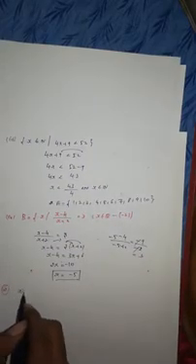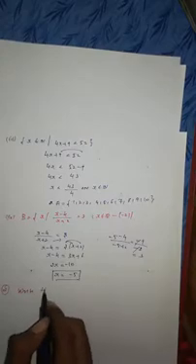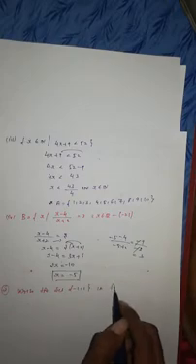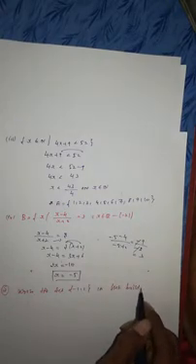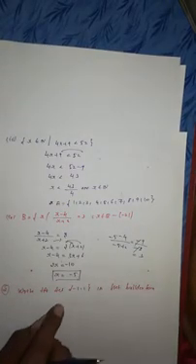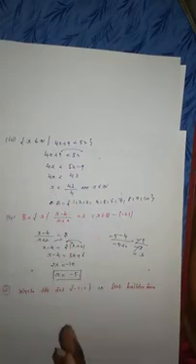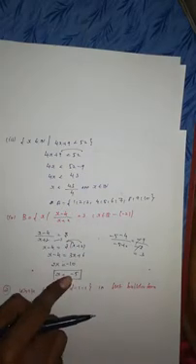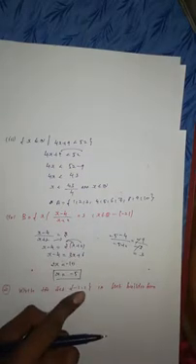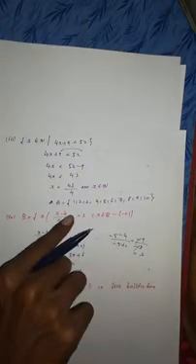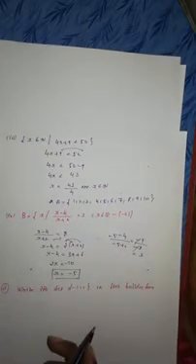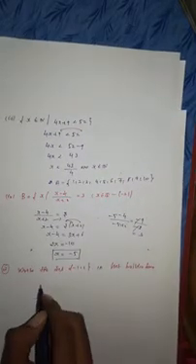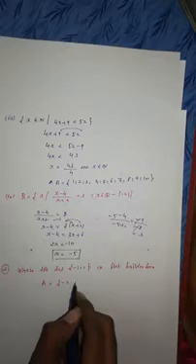The second one: write the set {minus 1, 1} in set builder form. From the first problem we wrote set builder form to roster form. Now they have given the roster form here, and I want to write this in terms of set builder form. I can write it in many ways; you can also try in your own different ways. I'm just writing here A is {minus 1, 1}.